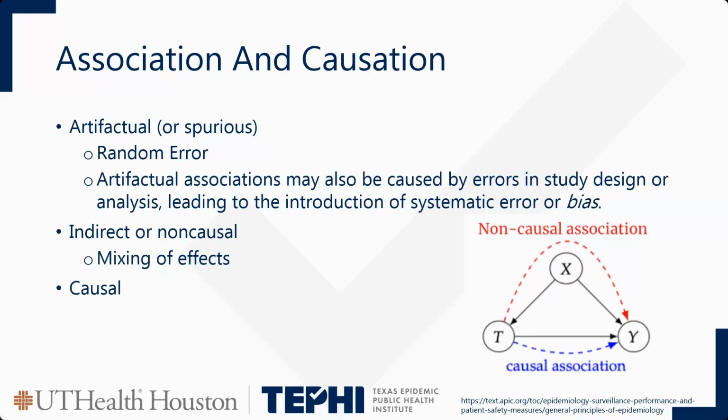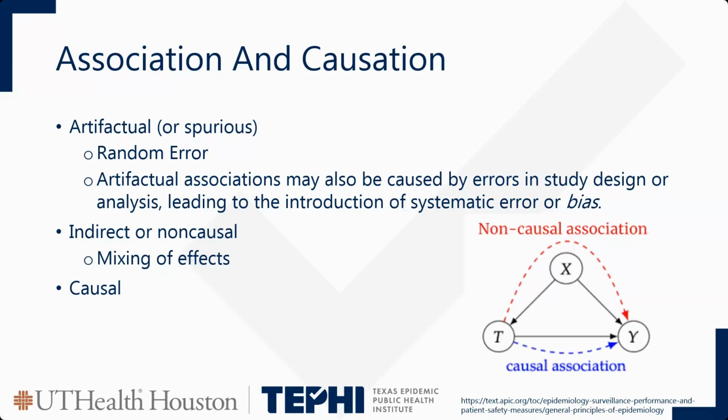The next type of association is indirect or non-causal association, and this can result from the mixing of effects between the exposure to the disease and a third variable, which is known as the confounding variable. And the confounding variable can be associated with the exposure and it will independently affect the outcome of interest.